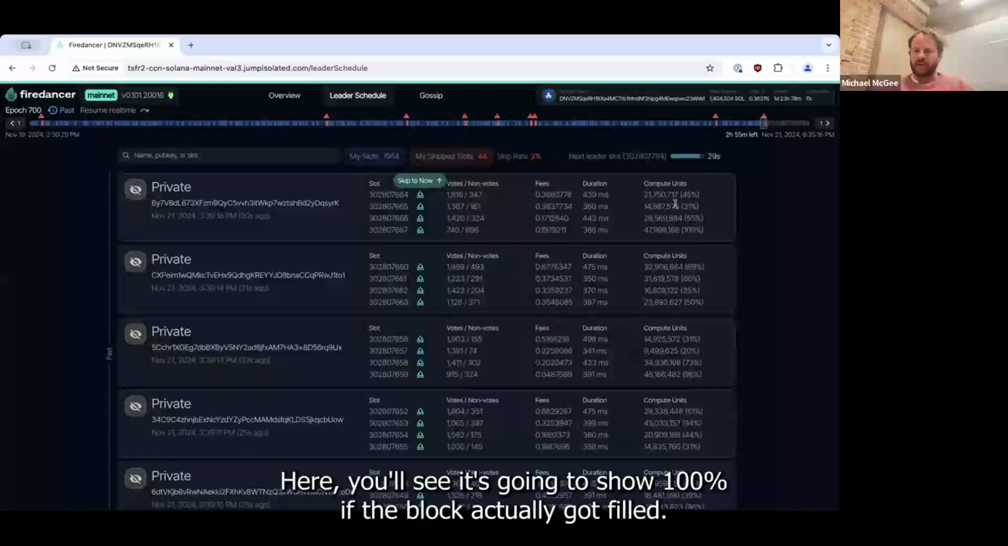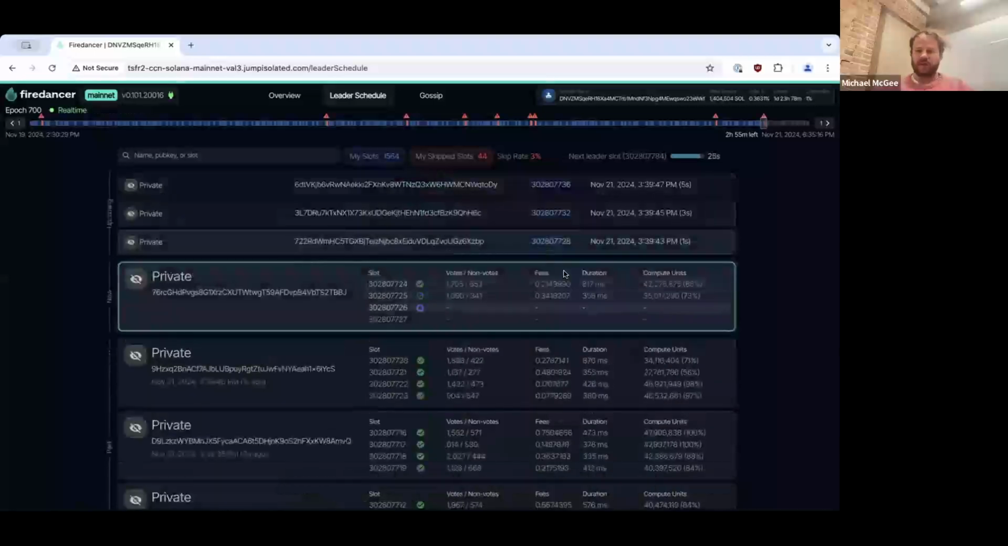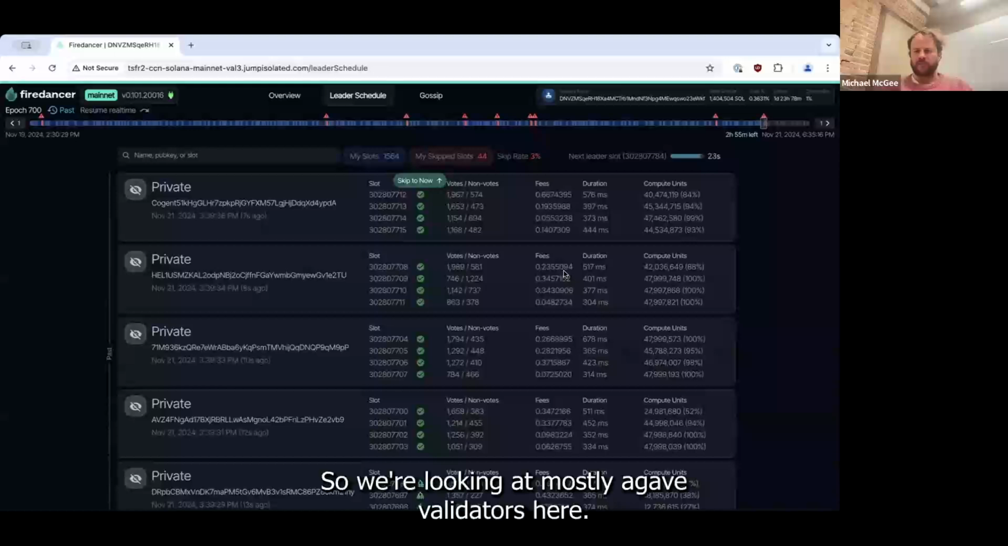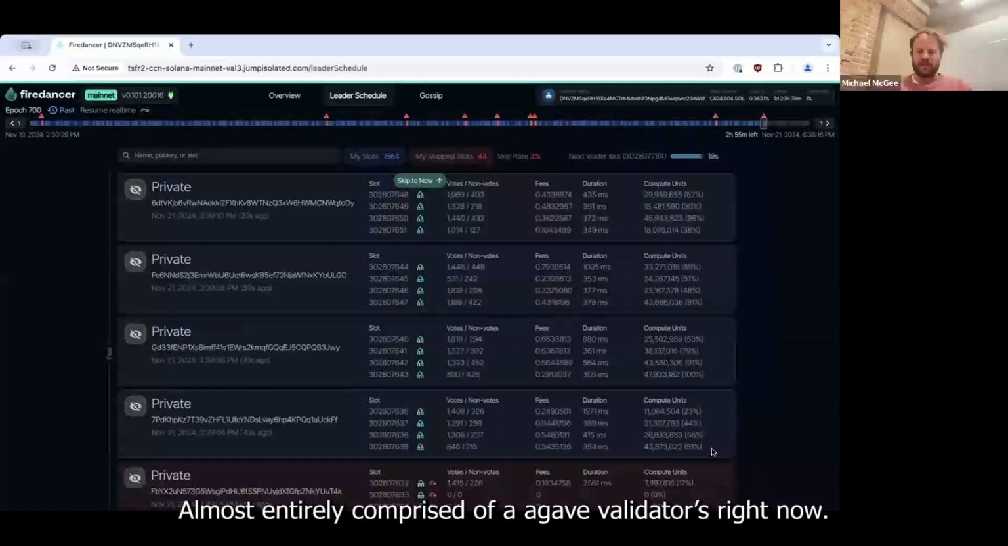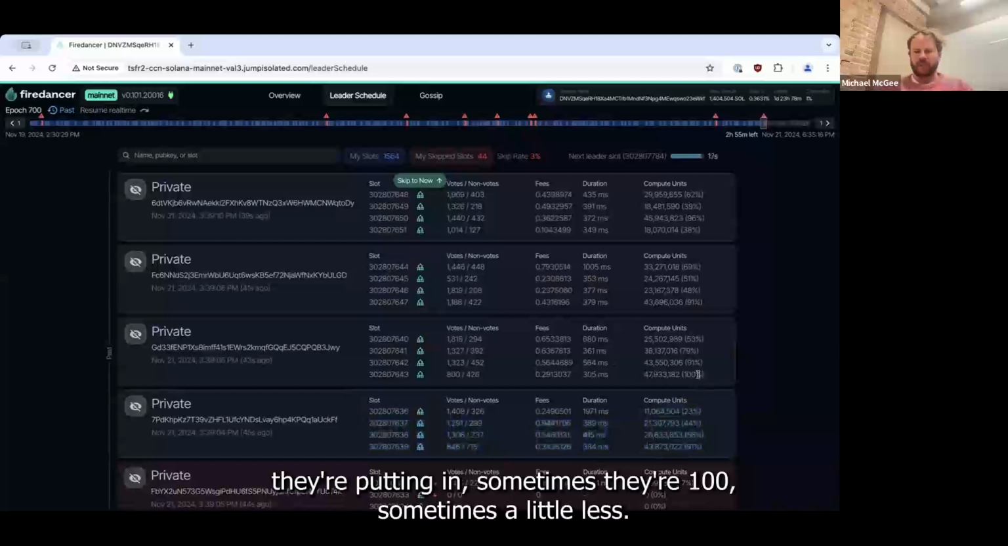Here you'll see it's going to show 100% if the block actually got filled. In general, we're looking at mostly Agave validators here. The network is almost entirely comprised of Agave validators right now. So the compute units they're putting in sometimes are 100, sometimes a little less.